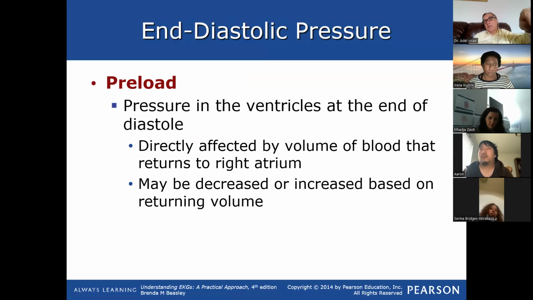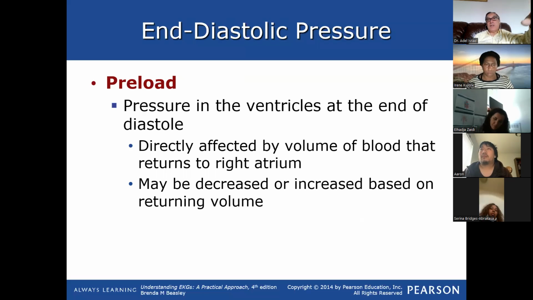Here is another question. You find this in books and in certification exams. What happens by the end of diastole? It is the pressure in the ventricle at the end of diastole. We call it preload. Pre means before loading of the ventricle by the blood.